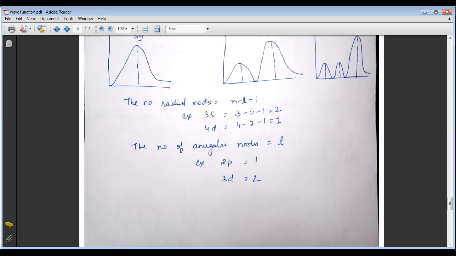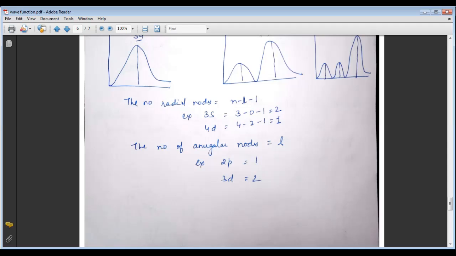If we take the example of 3s and 4d: for 3s, the number of nodes is 3 minus 0 minus 1, because the value of l for an s orbital is 0. So in the 3s orbital, two radial nodes are present. And for 4d, there is only one node.